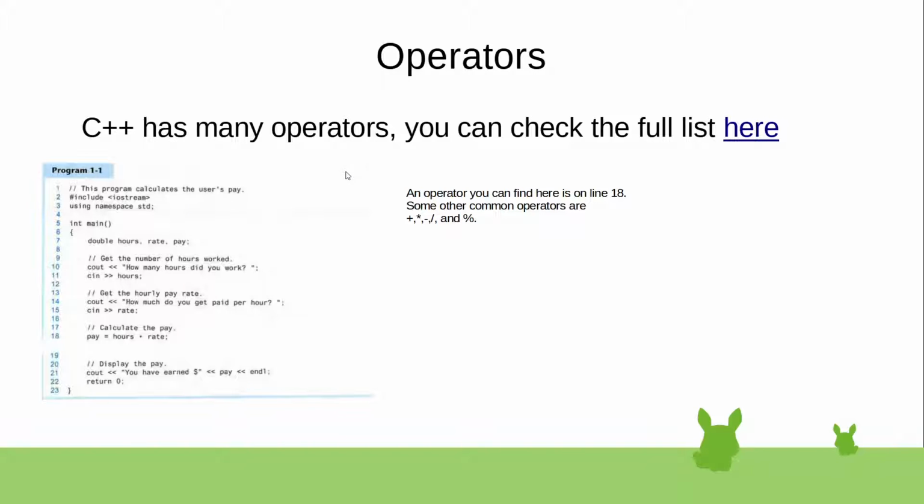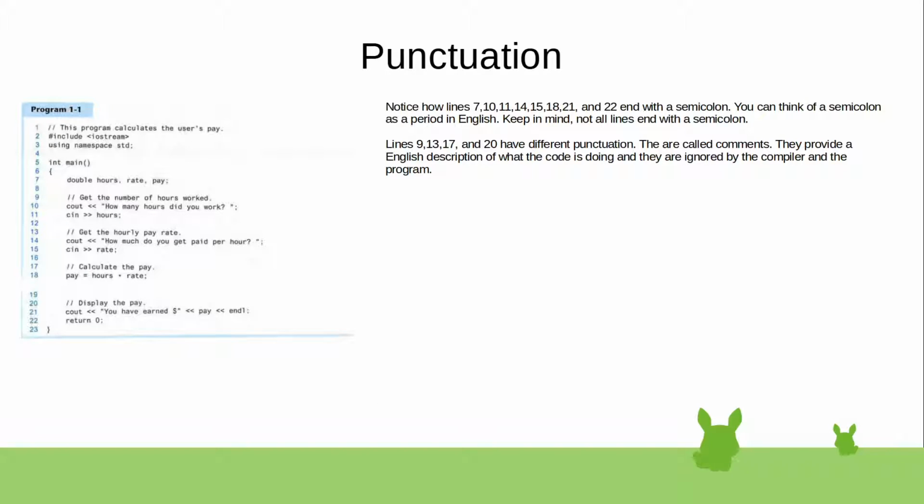In this particular program we're looking at right here, we could see that on line 18, we're using a multiply operator. Punctuation. Notice how lines 7, 10, 11, 14, 15, 18, 21, and 22 end with a semicolon. You could think of a semicolon as a period in English. Keep in mind, not all lines end with a semicolon. Lines 9, 13, 17, 20 have different punctuation. These are called comments. They provide an English description of what the code is doing, and they're ignored by the compiler in the program. So the program will not execute those lines. They're totally ignored. They're just for somebody to look at, read, and understand what your program is doing.